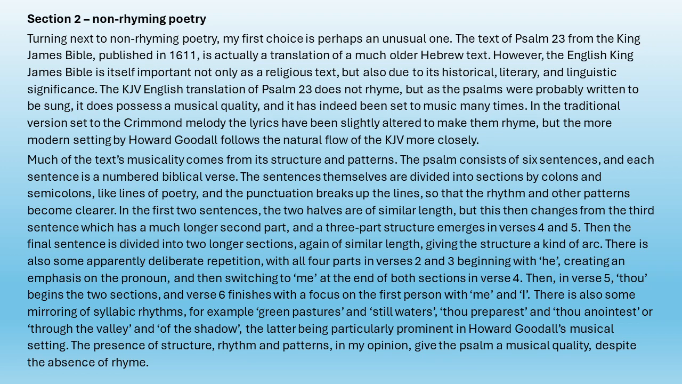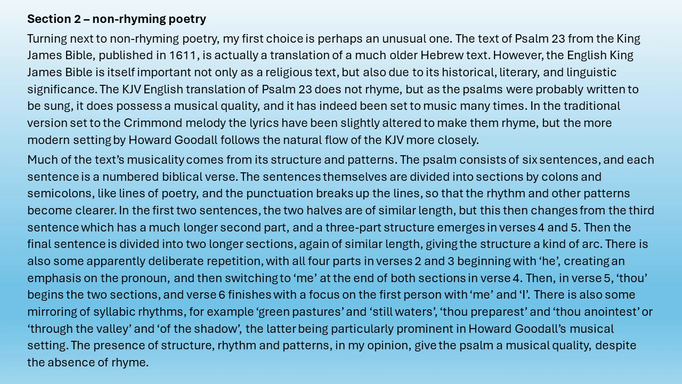The psalm consists of 6 sentences, and each sentence is a numbered biblical verse. The sentences themselves are divided into sections by colons and semicolons, like lines of poetry, and the punctuation breaks up the lines so that the rhythm and other patterns become clearer. In the first 2 sentences, the 2 halves are of similar length, but this then changes from the 3rd sentence, which has a much longer second part, and a 3-part structure emerges in verses 4 and 5. Then the final sentence is divided into 2 longer sections, again of similar length, giving the structure a kind of arc.